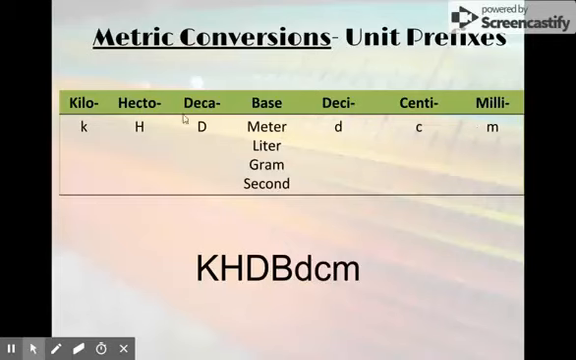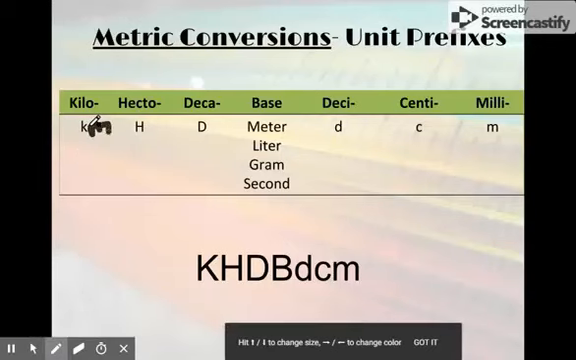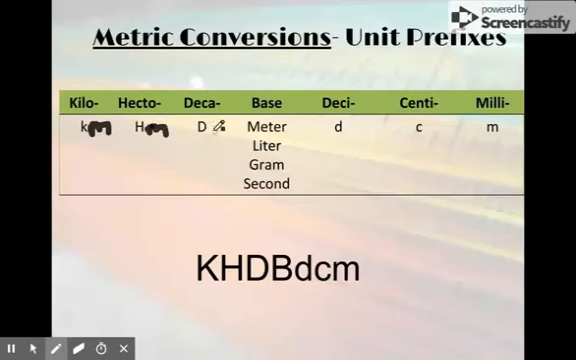Okay, so if we're talking about meters, we would have an m after it. So a kilometer would be km. Hectometer, hm. Decameter, capital D, m. Then we have our meter by itself is just an m. A decimeter is little d and an m. Centimeter is cm. And millimeter is mm.